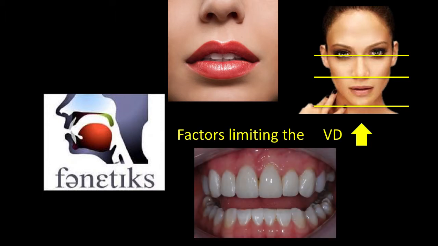To answer the question of what limits the amount of direct increase of vertical dimension, there are four factors: the facial height, the position of the anterior teeth including the length, and the soft tissue, where the lips play a part in phonetics and aesthetics. The last factor limiting the amount of direct increase of vertical dimension is the mandibular stability.